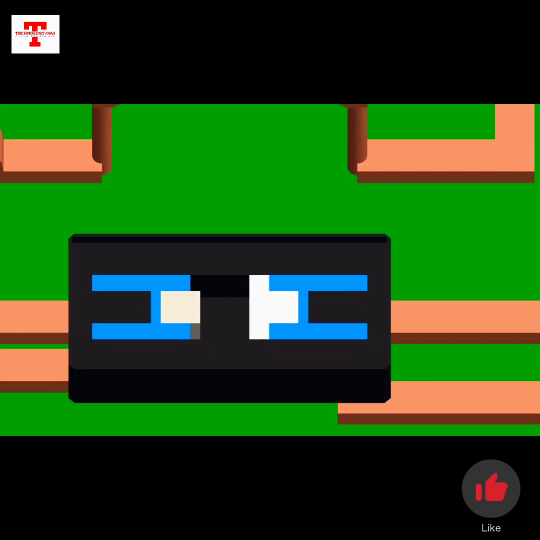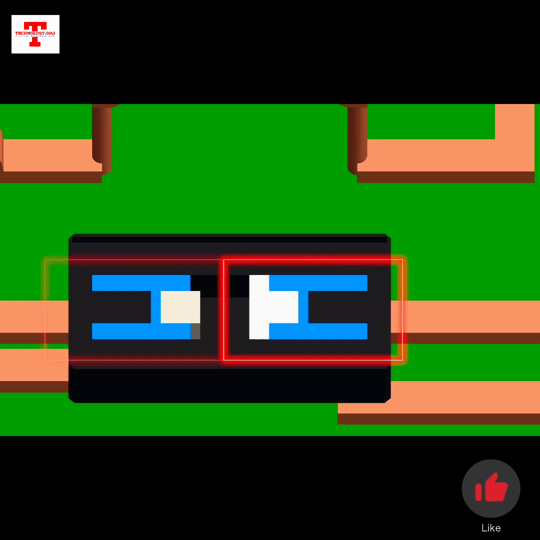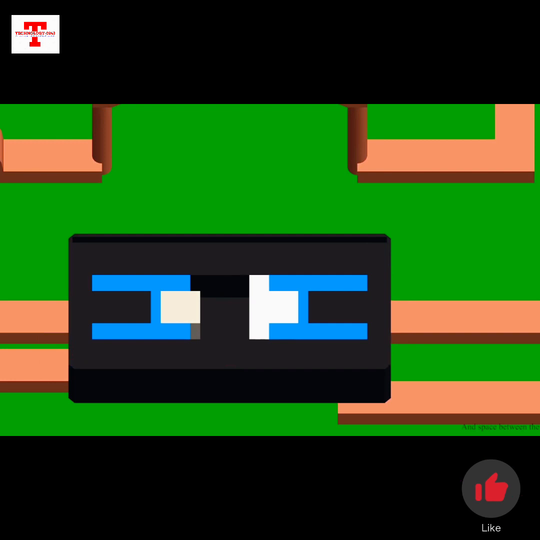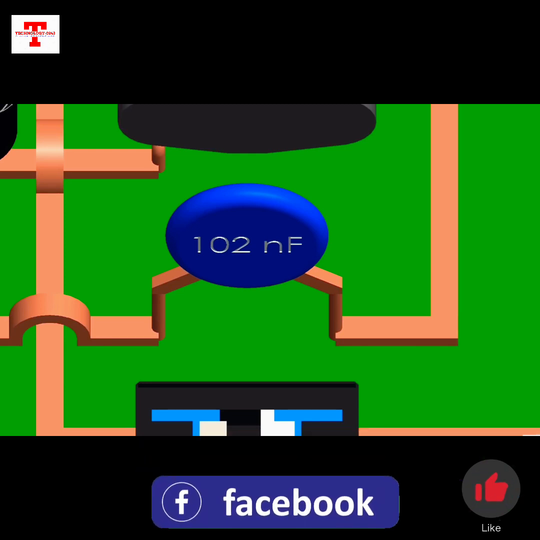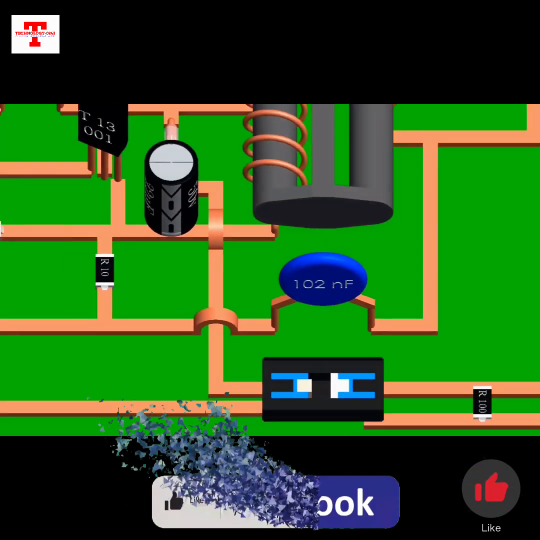This is an optocoupler. It is used for transmission of signals without contact. On the right side we have an infrared LED and on the left is a phototransistor. When the LED turns on, its light turns on the base of the phototransistor, turning it on. This capacitor is 102 nanofarad and is used for safety purposes. It is connected between primary and secondary grounds to stop electromagnetic interference.